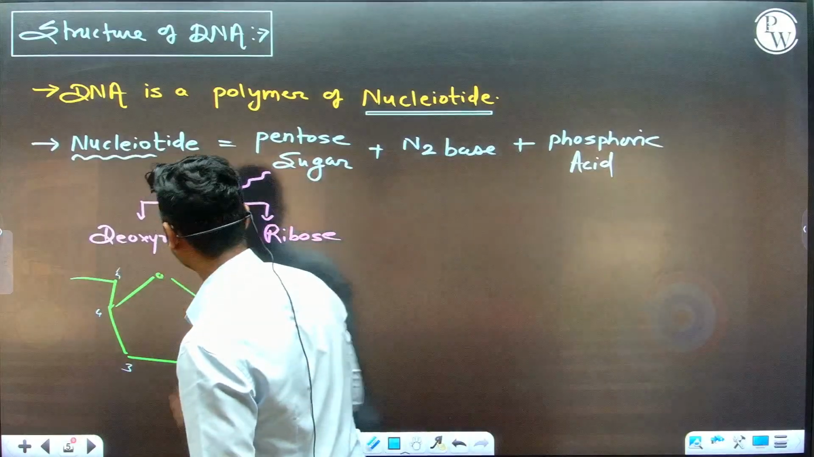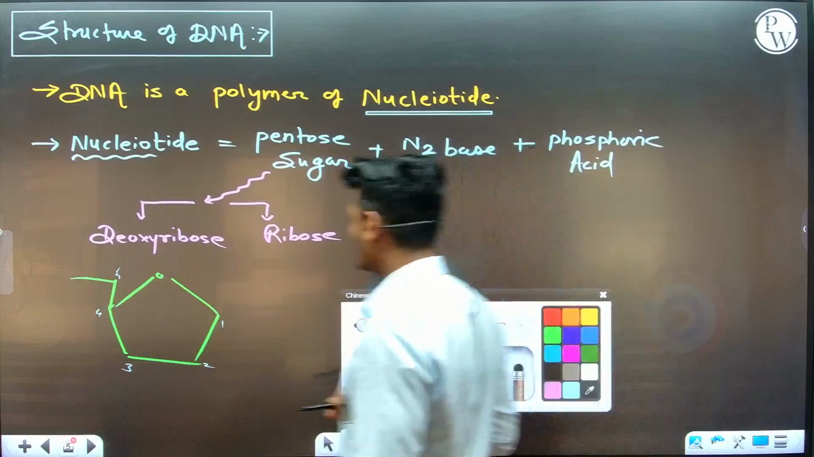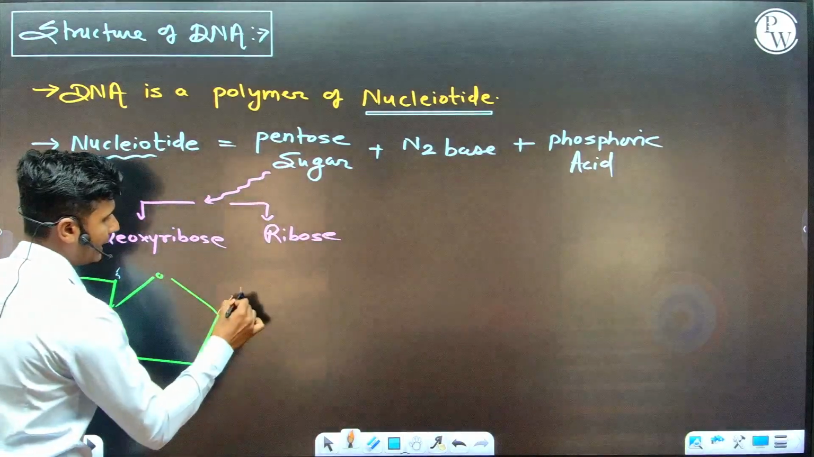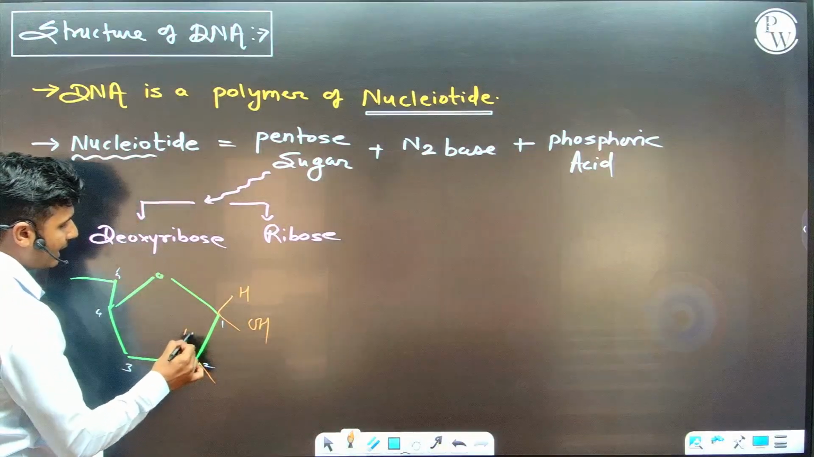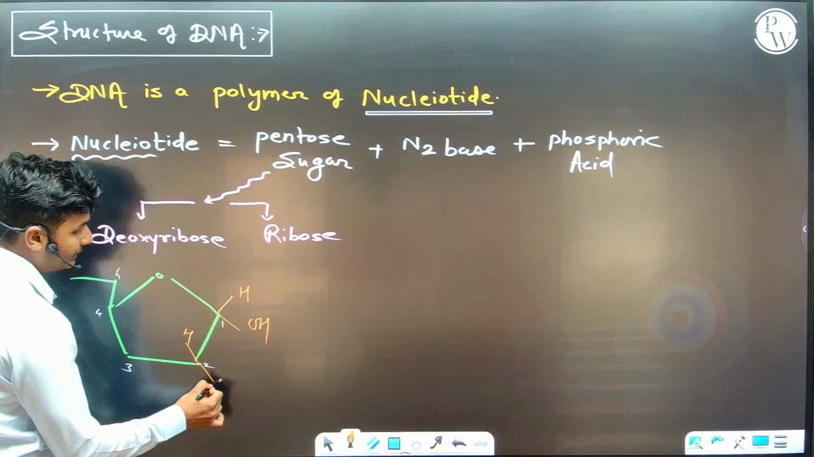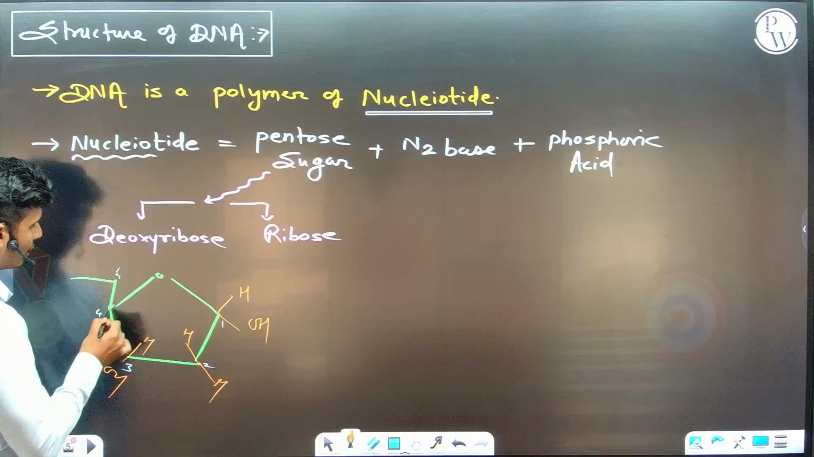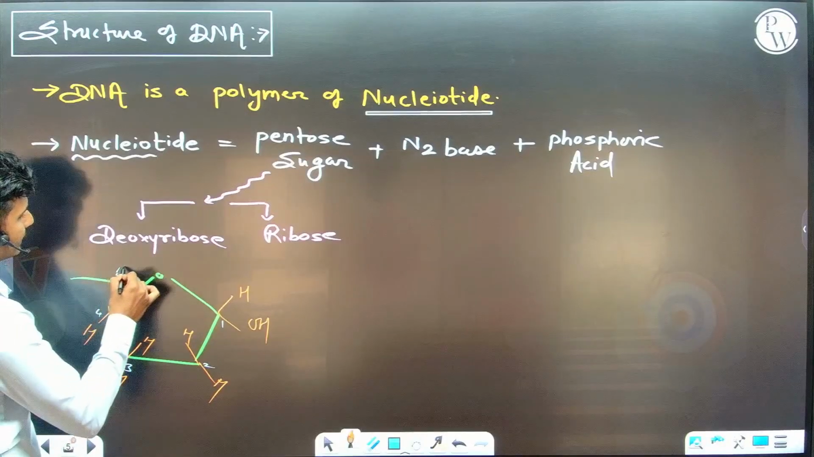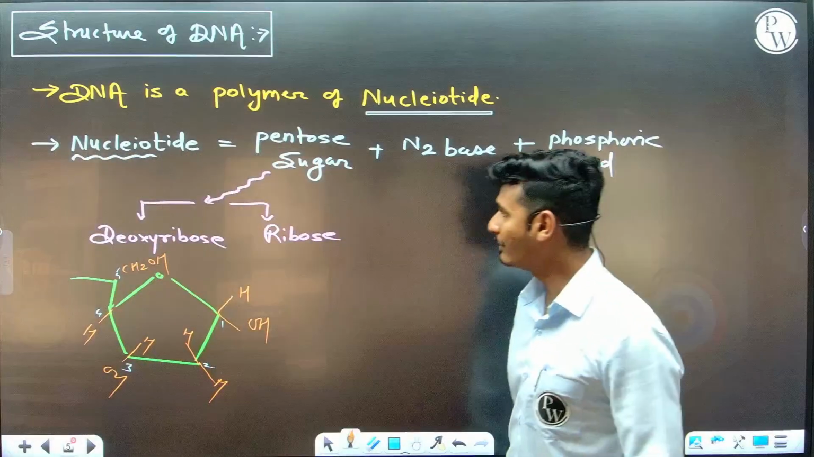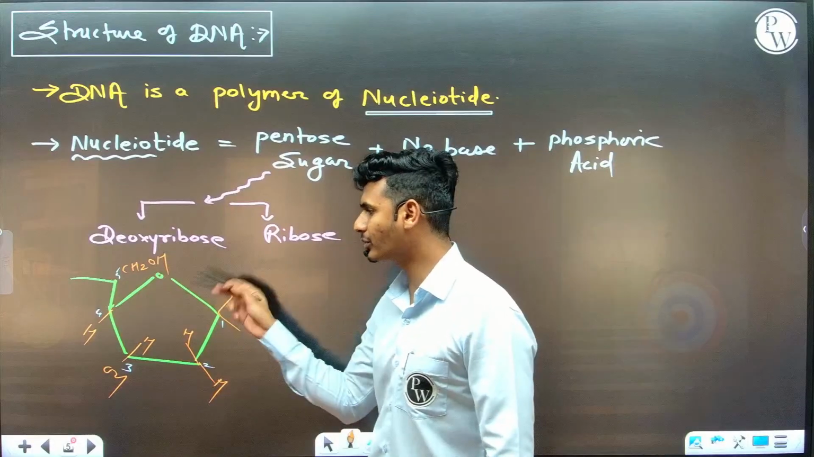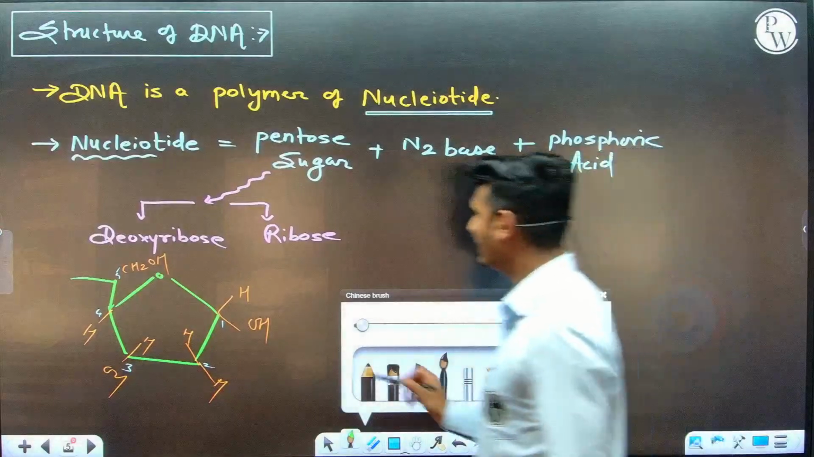Now on the first carbon, here is H and OH. On the second carbon, it has H and H. On the third carbon, H and OH. Fourth carbon, only one hydrogen here, CH2OH. Now when we talk about ribose sugar, because here is a deoxyribose sugar and it is a ribose sugar, when we draw the structure of ribose sugar, it looks like this.